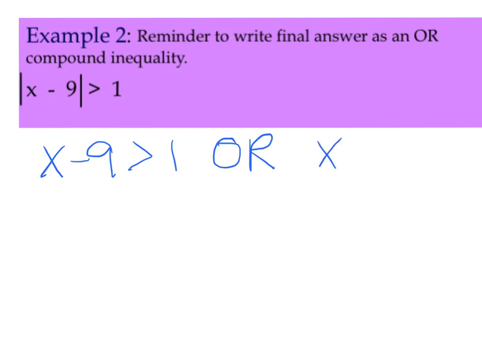Okay, I'm going to follow suit by writing x minus 9, and then I need to put the opposite of 1, so I'm going to put negative 1. And remember, when I take the opposite of my original number, which was 1, I also have to flip the inequality sign. Alright, so now I'm ready to solve. Press pause, solve the compound inequality, and press play when you're ready to see your answer.